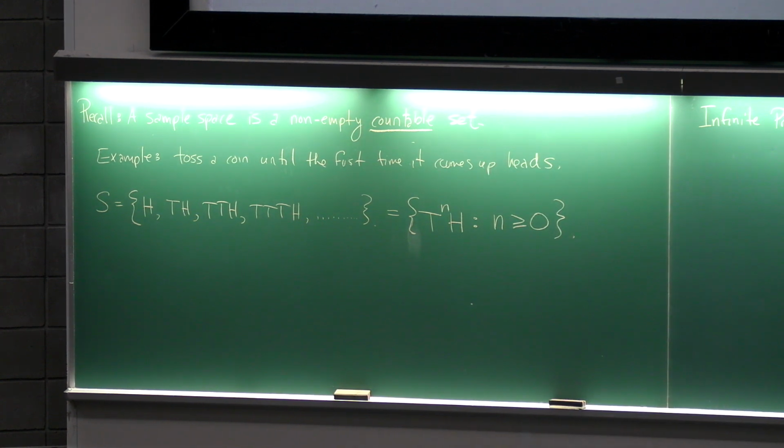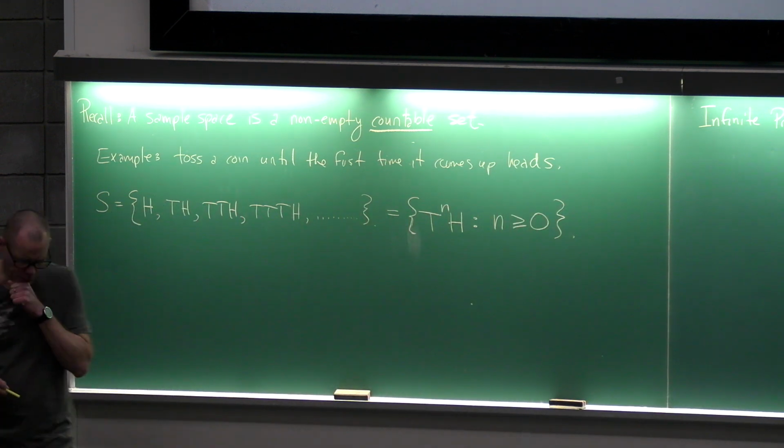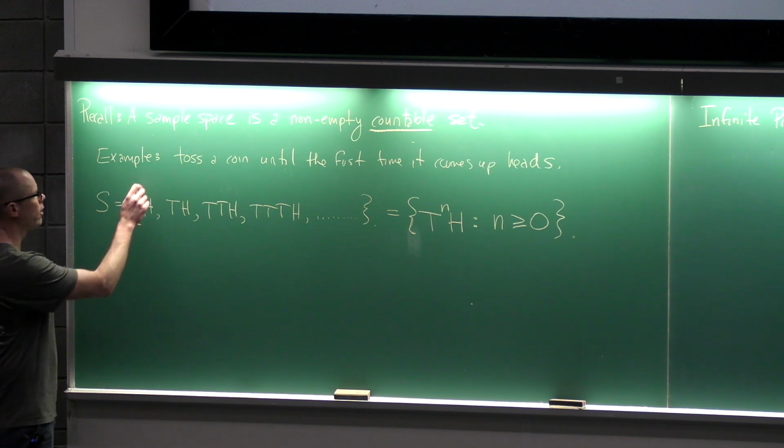So my claim is that this is the set of outcomes. What is the probability of any one of these outcomes? What's the probability of this? We're willing to toss the coin as many times as it takes to come up heads, and we toss it, and it comes up heads the first time. What's the probability that that happens? Should be 1/2, right?